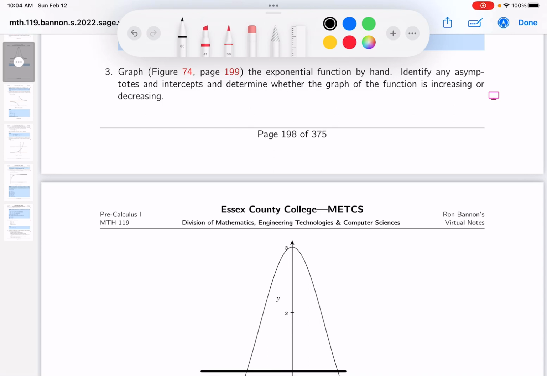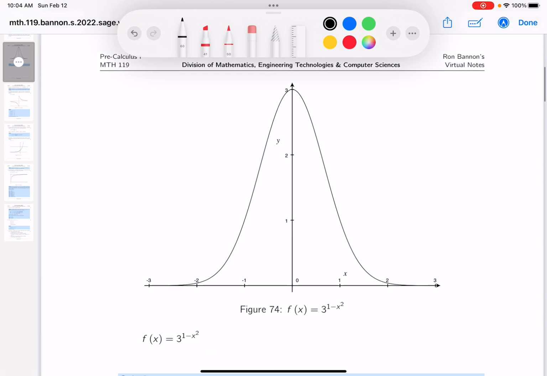Okay, so for problem number 3, they want you to graph something by hand and identify any asymptotic behavior, intercepts, things like that. Now, granted, the graph is being provided for you, but let's say what they're giving you over here is y equals 3 to the 1 minus x squared. All right? So what I would be doing over here is maybe making a table of values that might be easy values for you to evaluate.